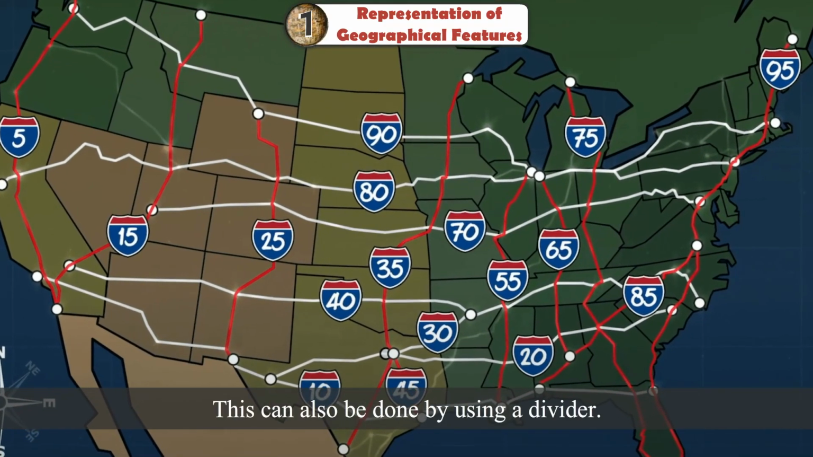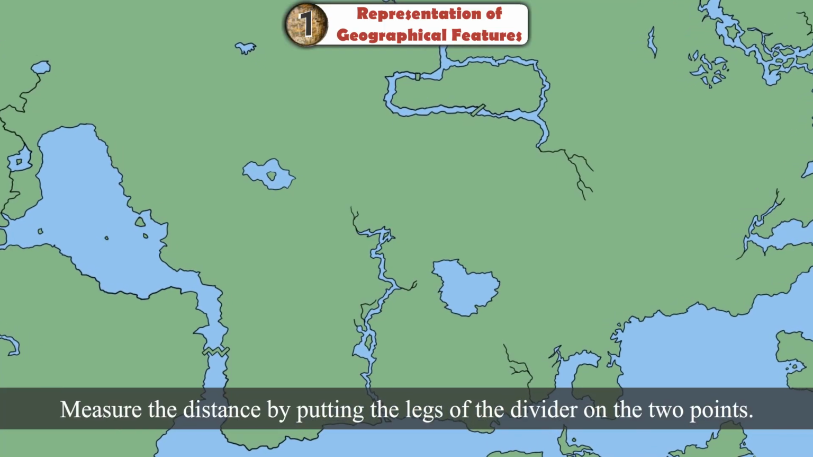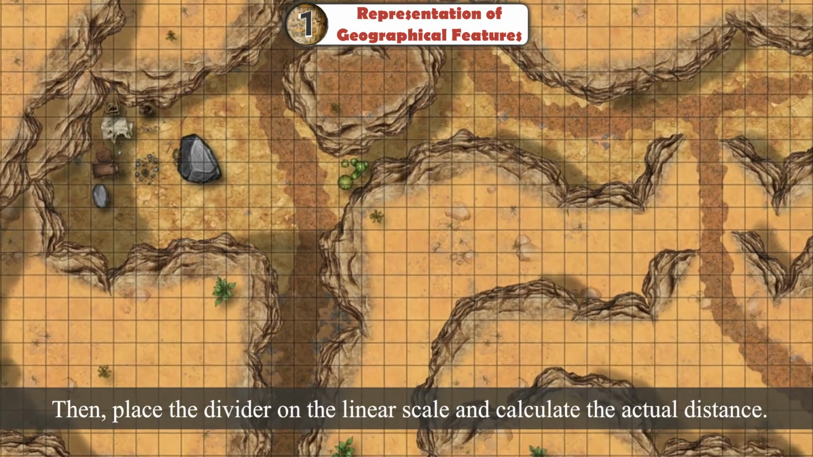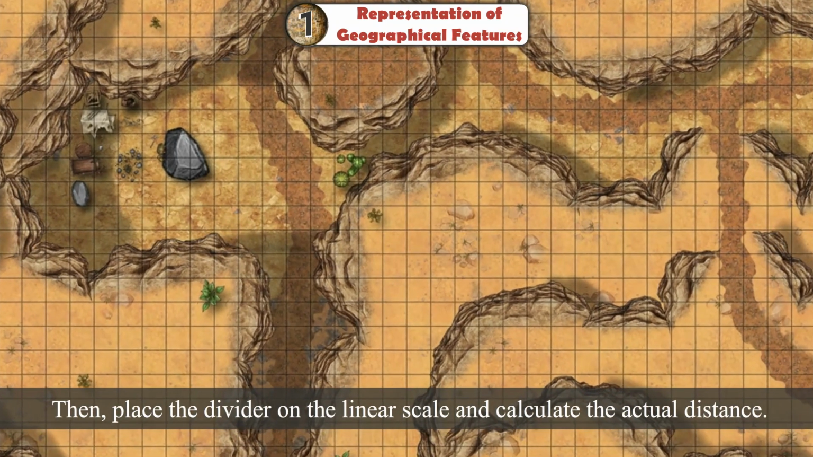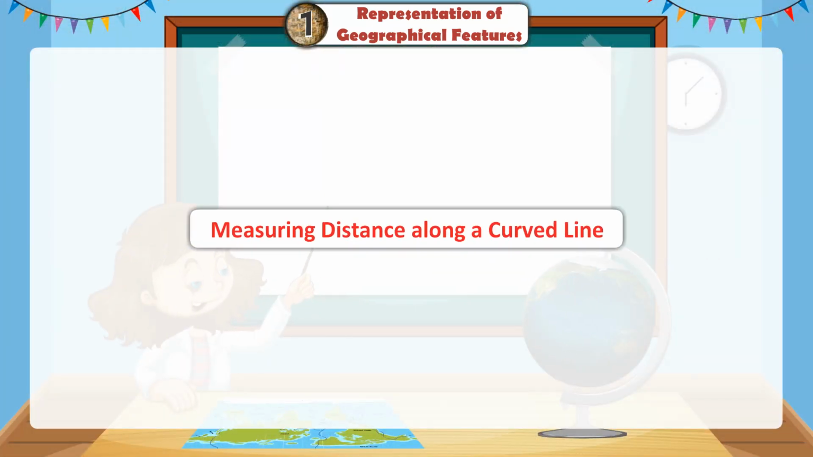This can also be done by using a divider. Measure the distance by putting the legs of the divider on the 2 points, then place the divider on the linear scale and calculate the actual distance. Measuring distance along a curved line.